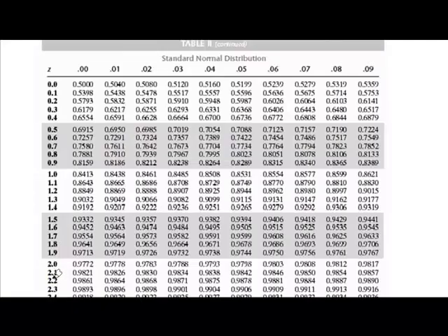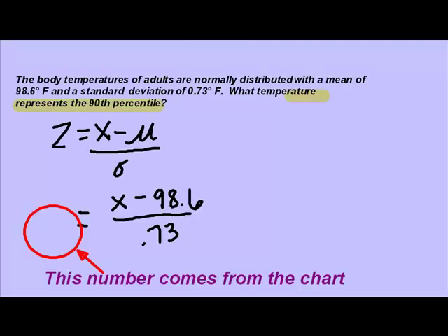Now we probably can already remember that 90th percentile came from a z-score of 1.28 because 0.8997 was as close as we could get. So go back to the problem, fill in the red circle with 1.28.